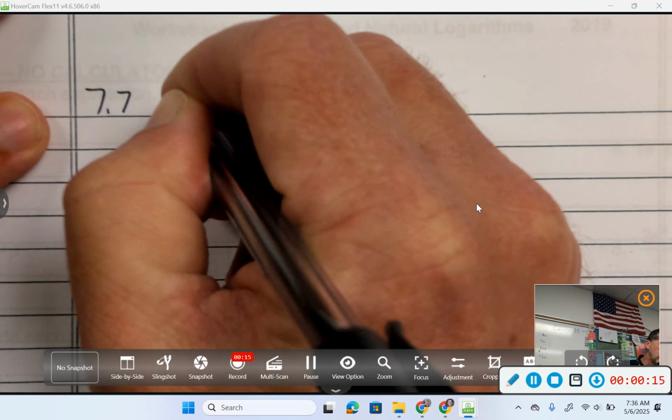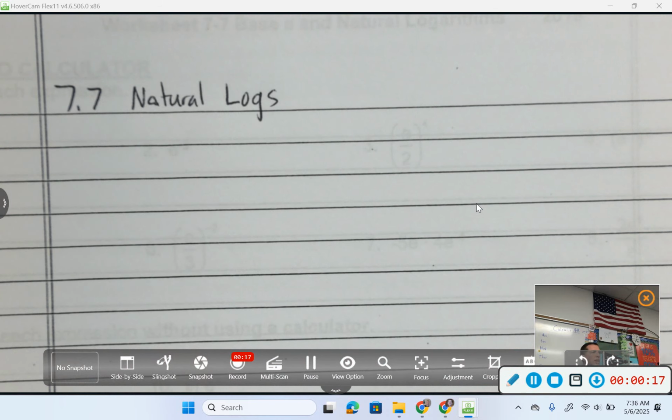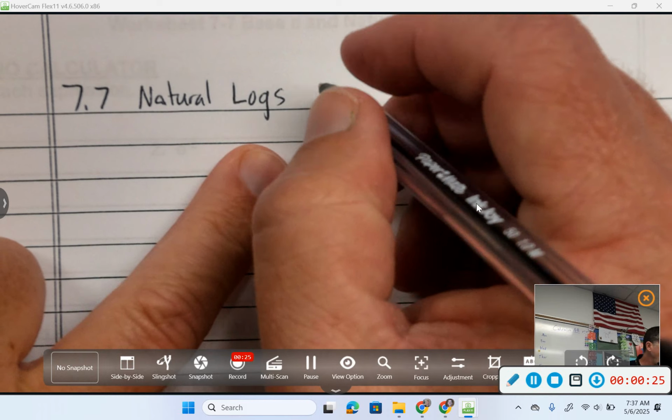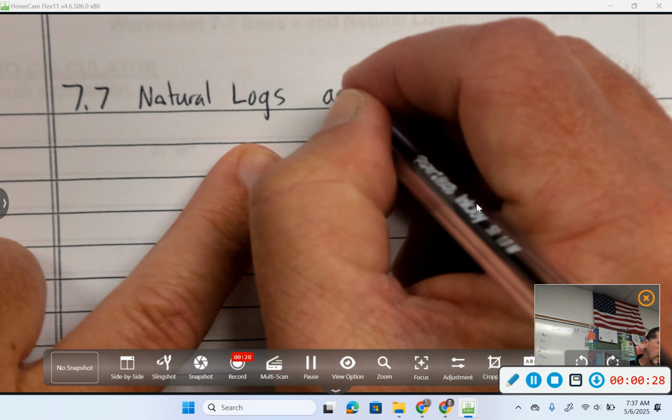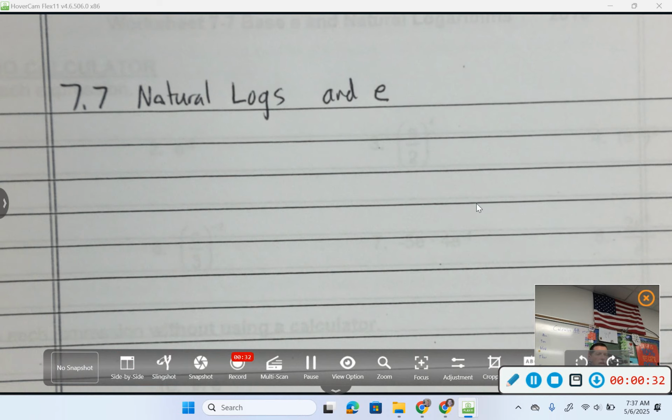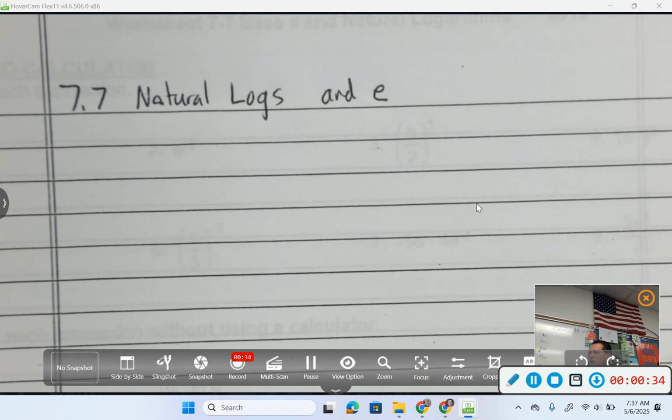Natural logs, which I don't know, seems like nature logs, like outside trees. That's not what we're talking about, but that's what I think of when I see that. Natural logs and E. I guess let's start with E.